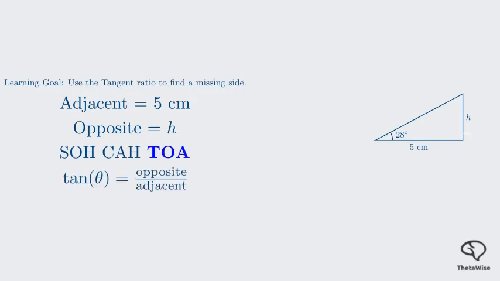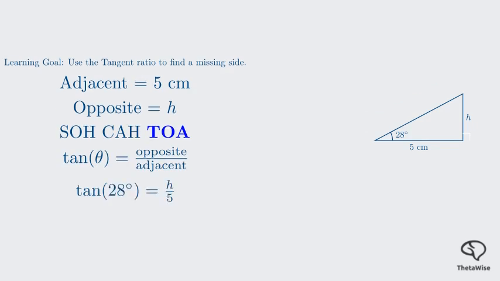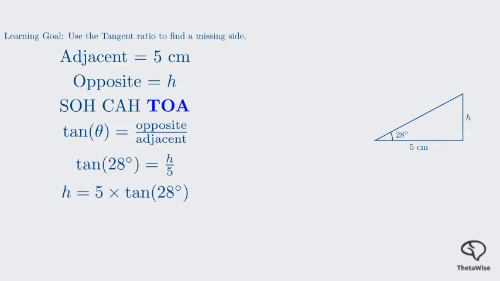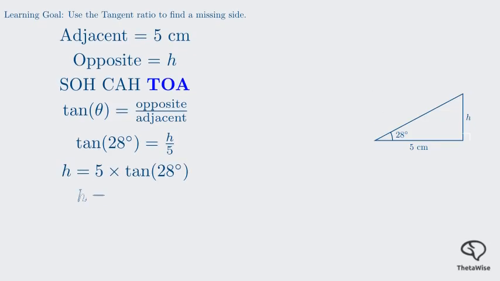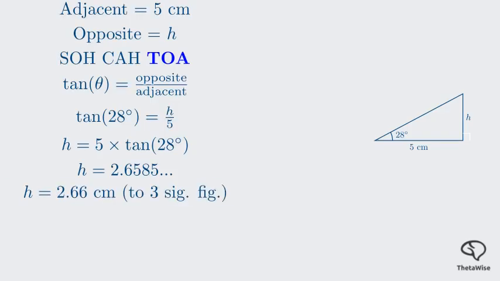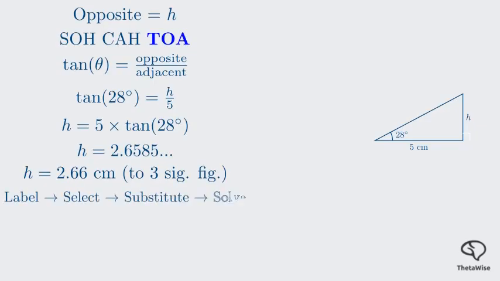We begin with the clear statement of our ratio. Now, substitute the knowns. Tangent of 28 degrees equals h divided by 5. To solve for h, we multiply both sides of the equation by 5. Entering this into the calculator gives us approximately 2.6585. To round to three significant figures, we look at the third digit, 5, and the following digit, 8, tells us to round up. So our final answer is 2.66 centimeters. By following these steps, label, select, substitute, and solve, you can find any side in a right-angled triangle.